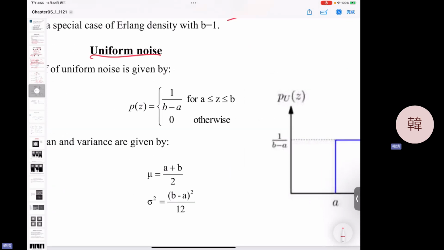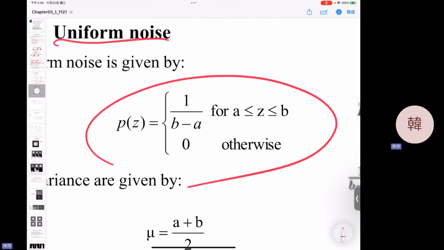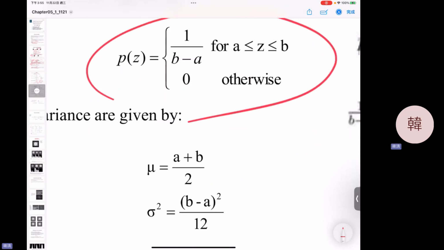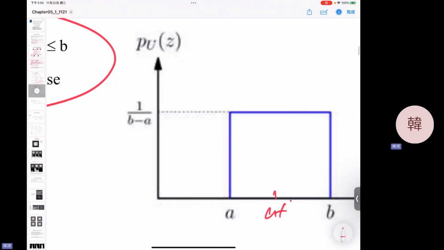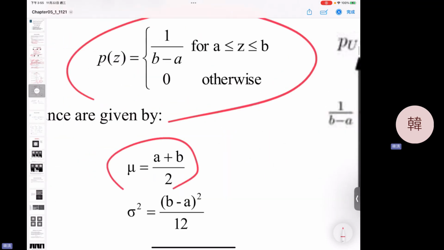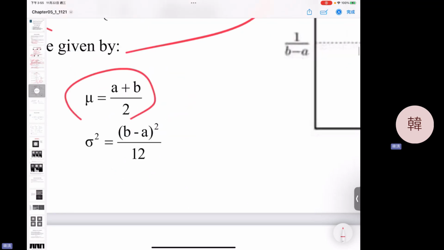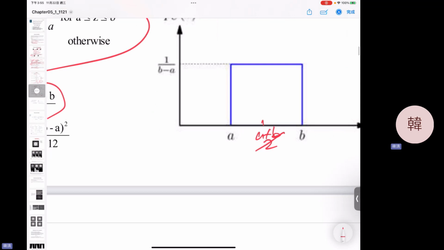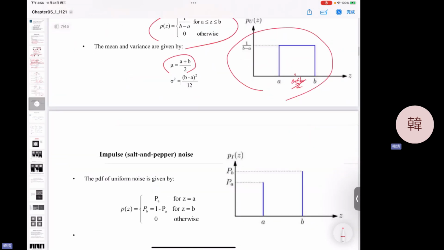Okay, normal is Gaussian. Okay, uniform noise. Uniform noise can be described by this mathematical formula, and the mean value will be the center of this part, so it's (a plus b) divided by 2, and the variance is (b minus a) squared divided by 12. So it depends on the noise distribution, and you can calculate. If you can see a model like this distribution, you know it's uniform degraded noise.